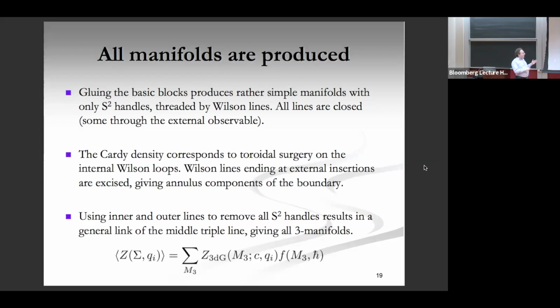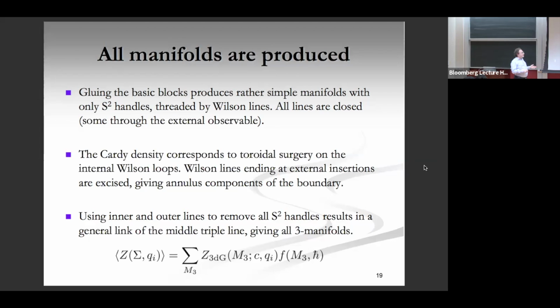So all of the Wilson lines are just like index lines from some point of view, and they're ultimately all closed, although some close through the external observable. Now, the leading thing to do is to put in the Cardy density, and then there's also a whole series that sums over SL2Z images of the Cardy density. If we have a completely closed line, internally closed, that doesn't go through the external observable, then putting in the Cardy density geometrically corresponds to doing toroidal surgery, where we cut out the loop and glue it back with an SL2Z transform, the S transform, if we just put in Cardy.